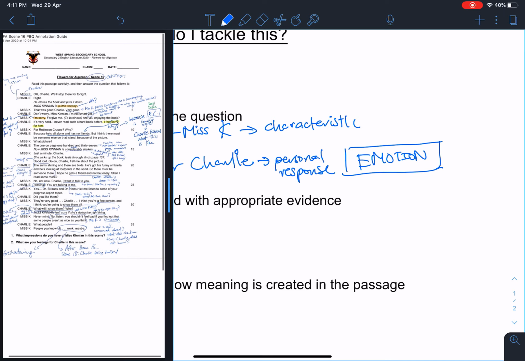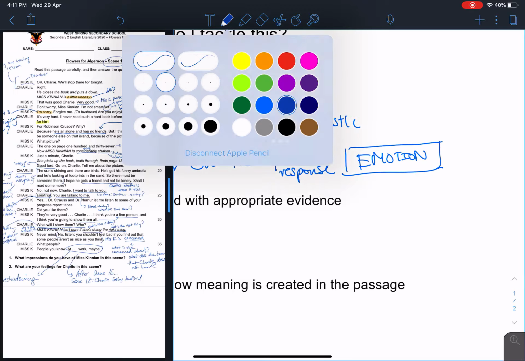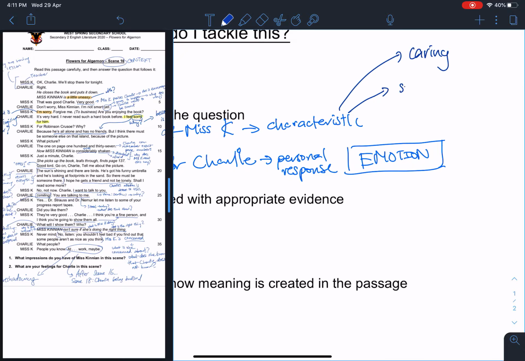Let me just have a look at it. I know that Miss Kenyon is maybe very concerned, very caring. If you are stuck, you could use this. Let me write it down. I know that she's caring. I know that she's sensitive, right? She doesn't want to hurt Charlie's feelings, and so on and so forth.